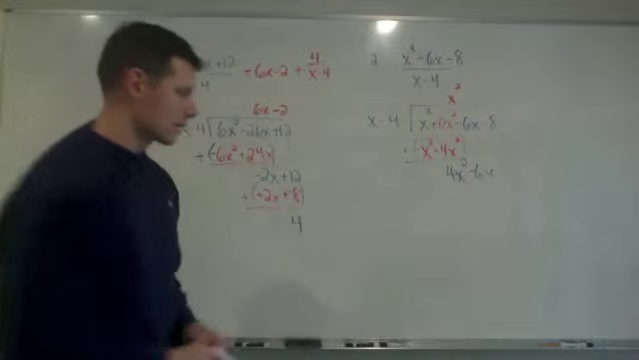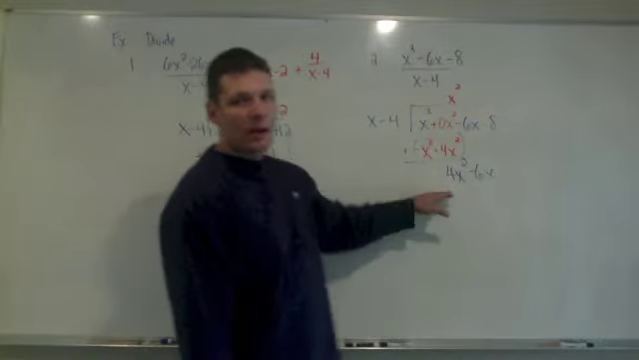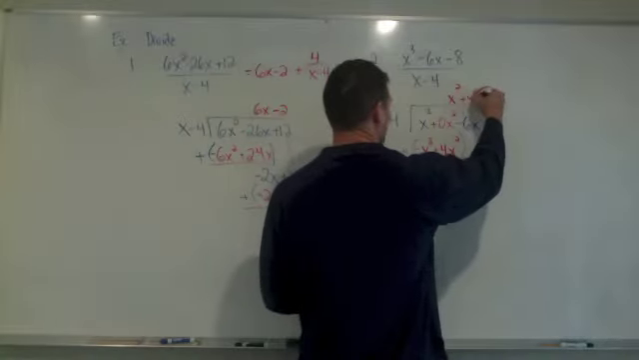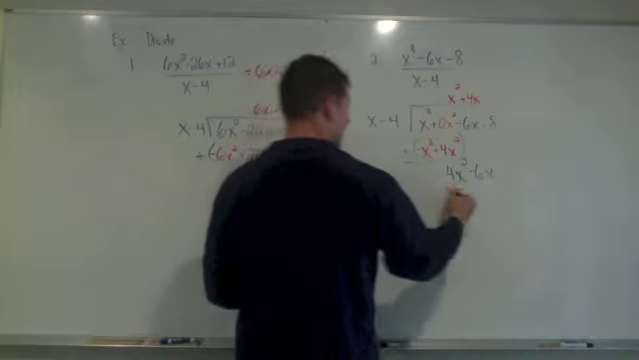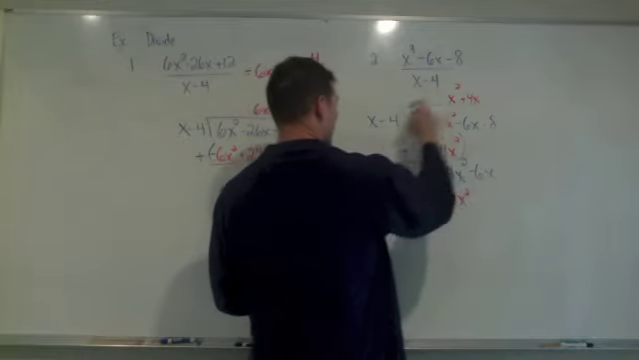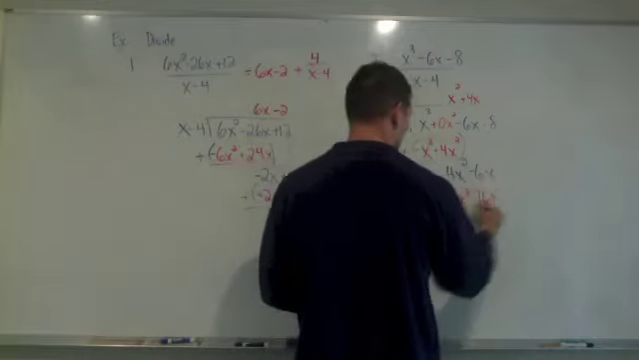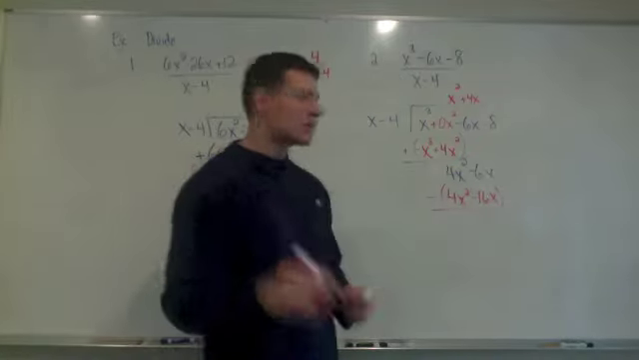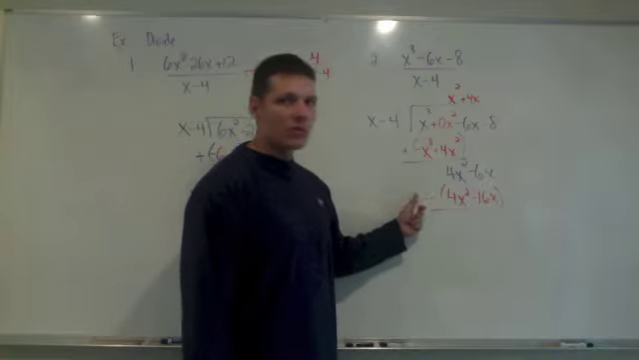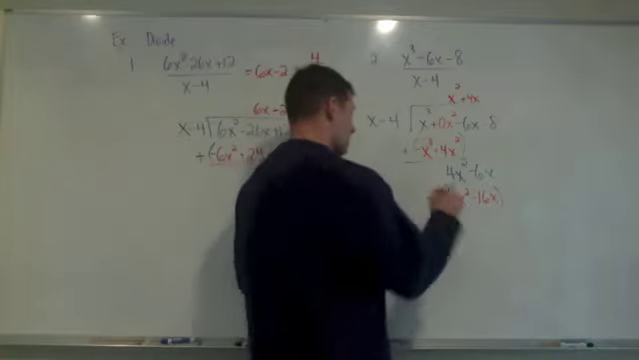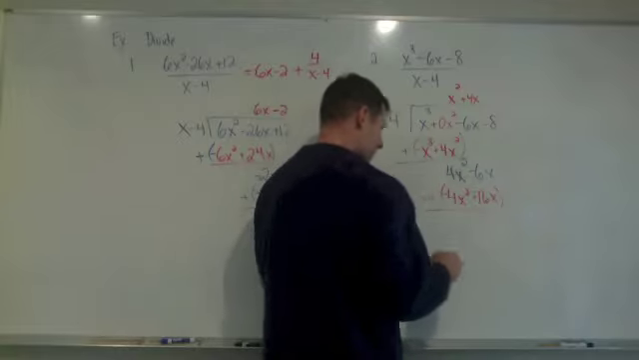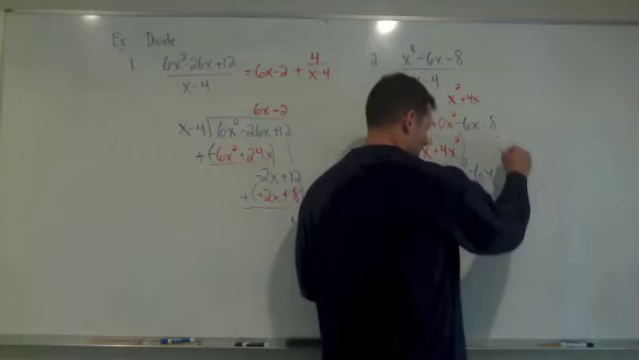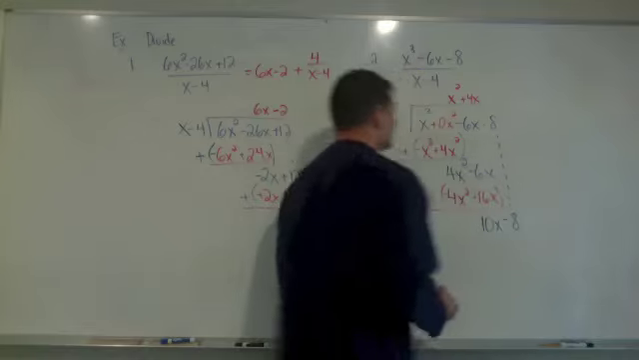Drop down my negative 6x. What do I want to multiply this guy by to at least get 4x squared? Well, I want to multiply it by 4x. So I put plus 4x here. 4x times x, 4x squared. 4x times negative 4, negative 16x. I'm going to subtract the whole thing going down. Very important to put the parentheses. What do I do with that minus sign? Rhymes with distribute. So I'll put plus, minus, plus. Those two cancel out. These two give me 10x. Drop down my minus 8.